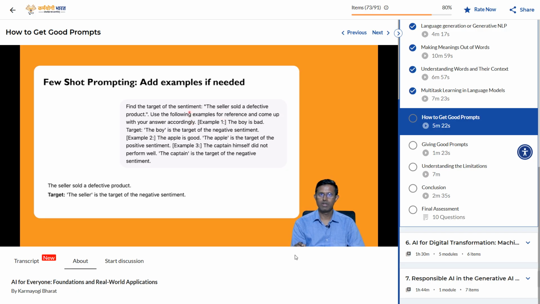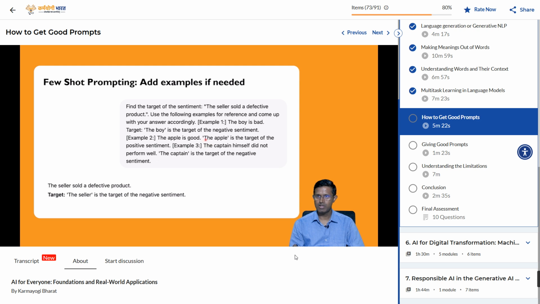We are saying that you have to find the target of the sentiment, and use the following examples for reference. Example 1, the boy is bad. Target is the boy. The boy is the target of the negative sentiment. Although here we say just find the target, in the example we are also marking that the boy is the target of the negative sentiment. So the sentiment part is indirectly being mentioned, or indirectly we are instructing the model that the negative sentiment is here. Example 2, the apple is good. The apple is the target of the positive sentiment. Example 3, the captain himself did not perform well. The captain is the target of the negative sentiment.